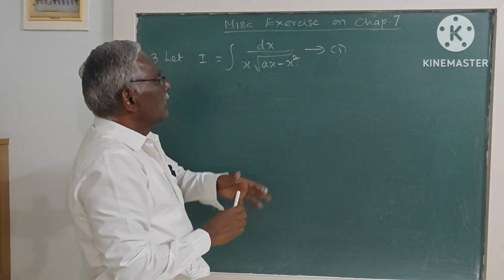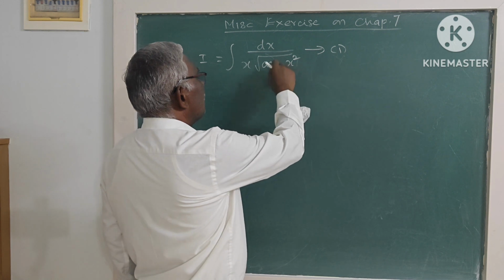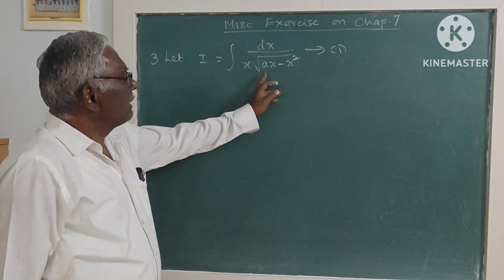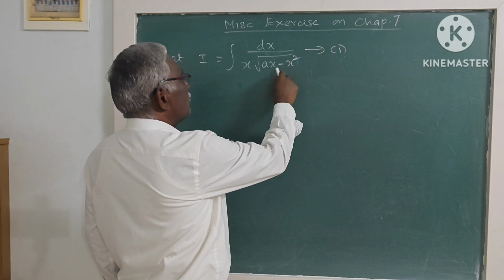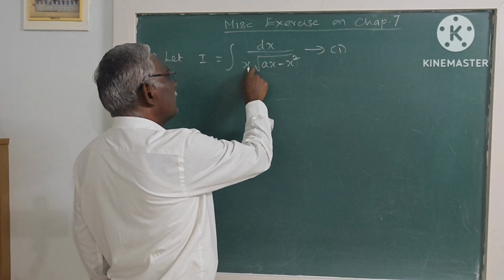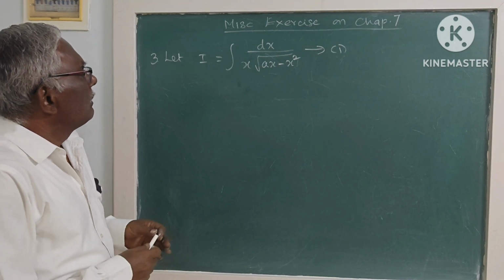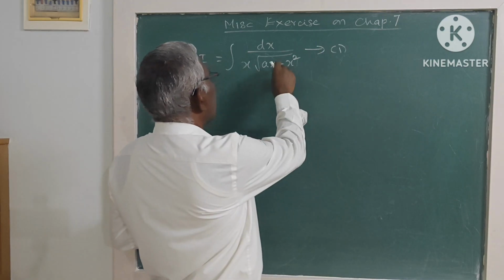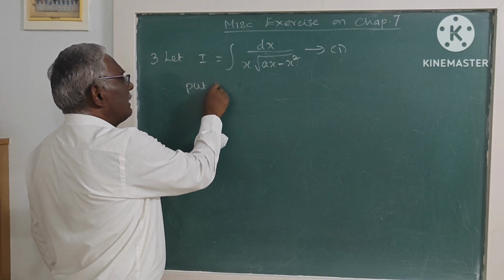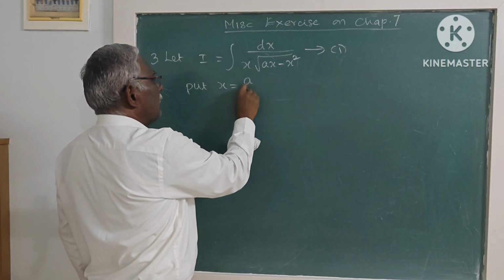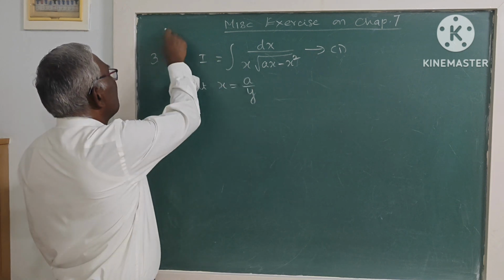So in this integral, if this x is not there, then this reduces to the integral of dx by square root of a square minus x square. But whenever square root is there, normally we take ax minus x square as y square. Here even if we take this as y square, then we have to find the value of a, again square root will come. So that is also not possible. So what we can do, we substitute, put x is equal to a by y. You have to remember this for when this problem comes.